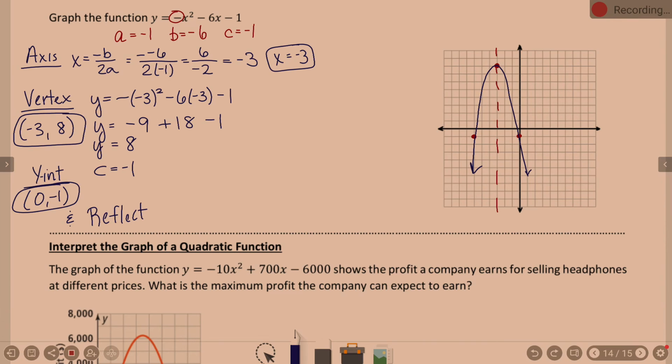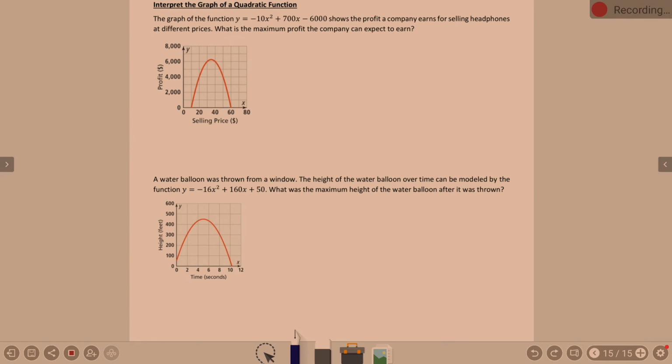Speaking of easy money, let's go talk about some maximum profit. Okay, as you start looking ahead at the next problem, yes, it's more of a word problem. Applications of parabolas. Maximizing something is often an application of parabolas. So this next example talks about maximum profit. The graph of the function is given, and it shows the profit a company earns for selling headphones at different prices. The question we're being asked is, what is the maximum profit?